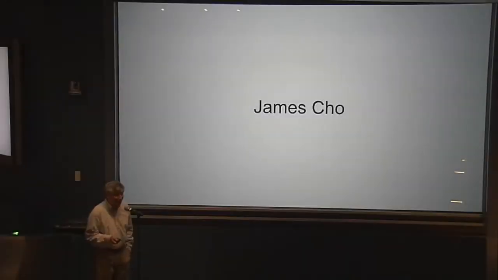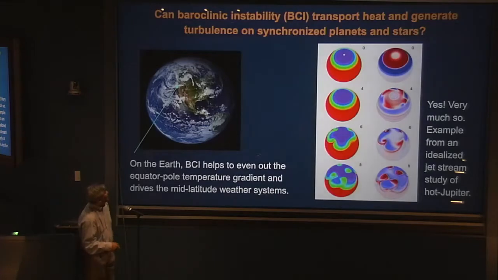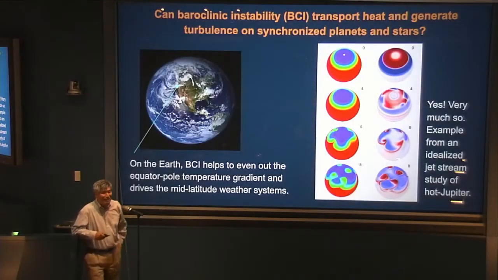I'm James Cho. I'm a research scientist here at CCA. I basically work on astrophysical fluid dynamics. Basically, I solve equations. So I don't know much about observations, but we'll see. One of the things that I've been thinking a lot about is variability on planets, on stars, and also on disks.